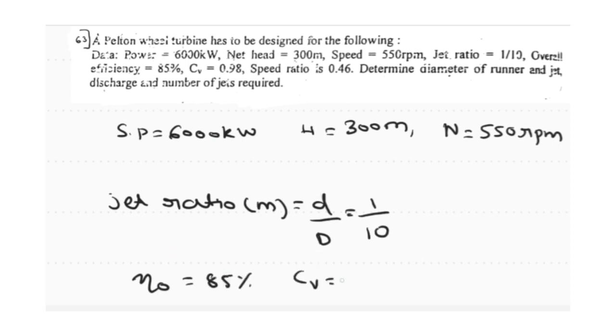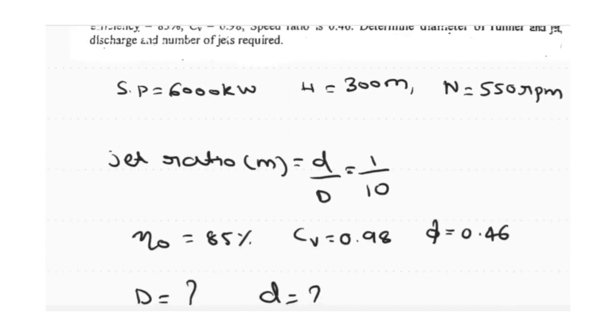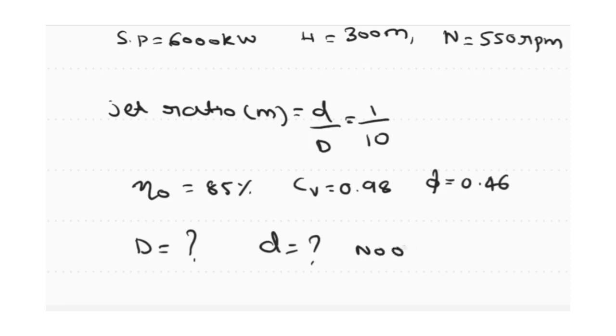Cv is equal to 0.98. Speed ratio phi is equal to 0.46. You should calculate diameter of wheel or runner, diameter of jet, and number of jet is equal to question mark.